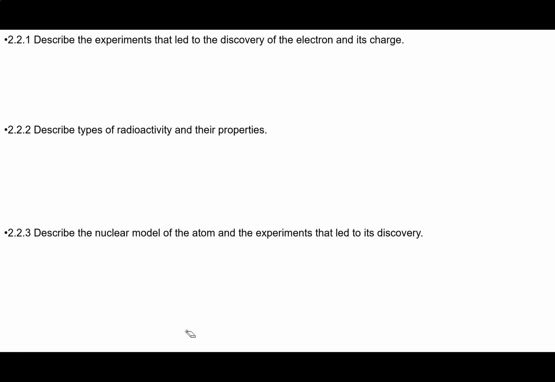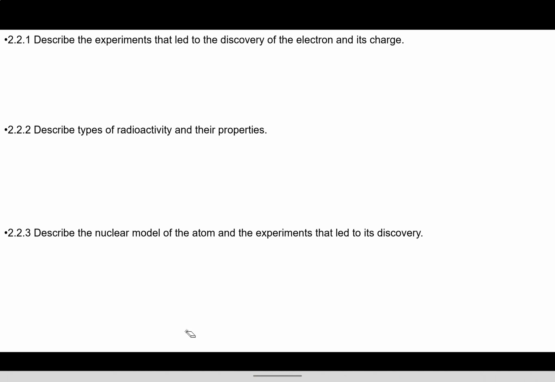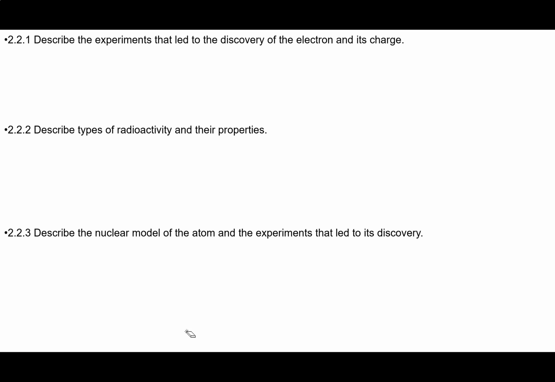Okay. All right. The experiments that led to the discovery of the electron and the charge. You know the 3 experiments; we've talked about them before. The 3 experiments that led to the discovery of the electron and its charge. First is the cathode ray. Second is the oil drop.